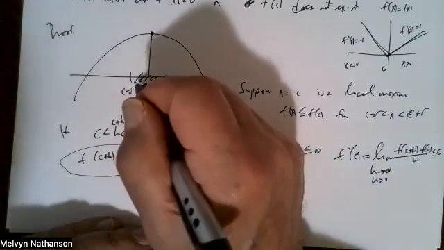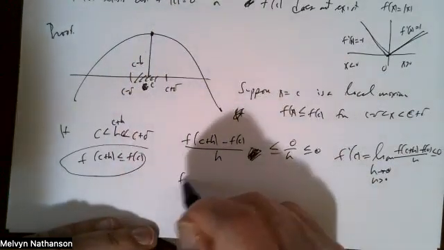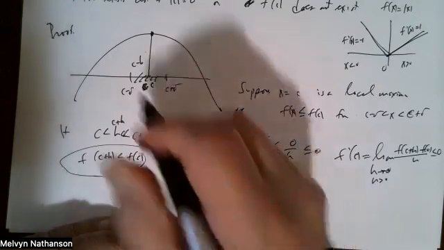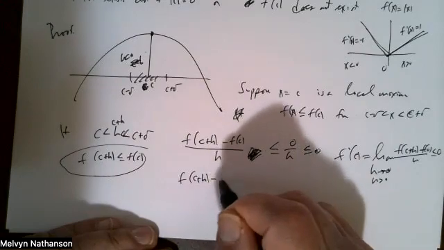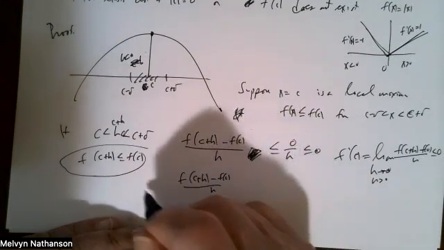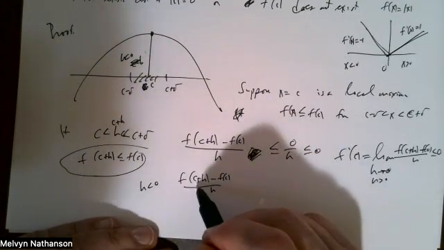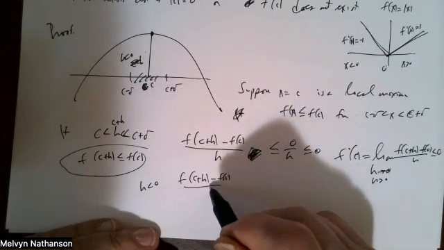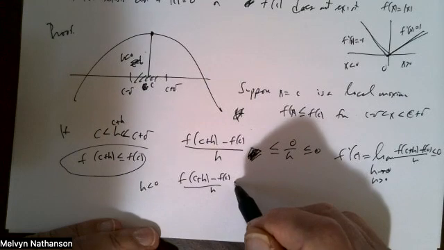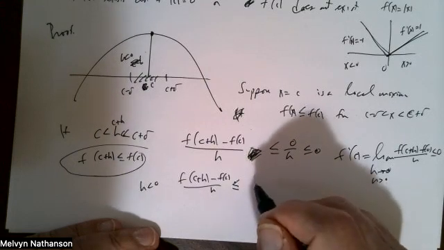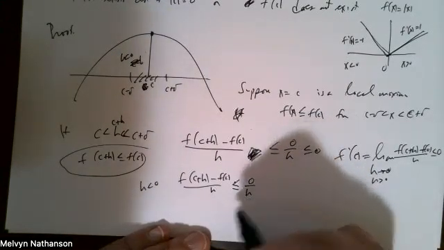On the other hand, let's say h is negative. Look at (f(c+h) − f(c))/h if h is less than 0. f(c+h) again is less than or equal to f(c), but h is negative.